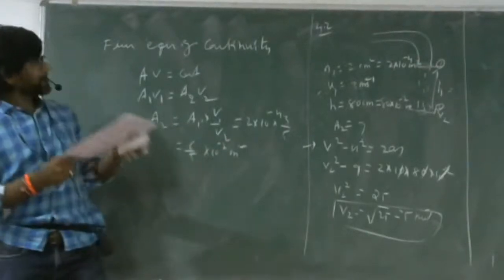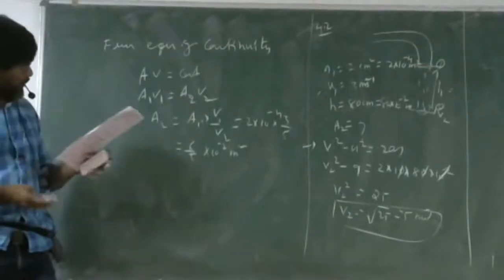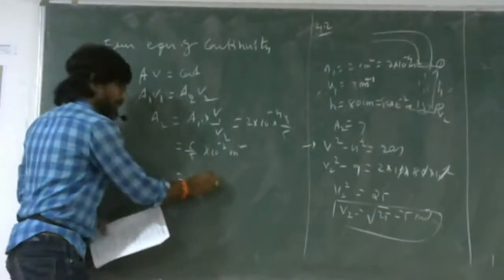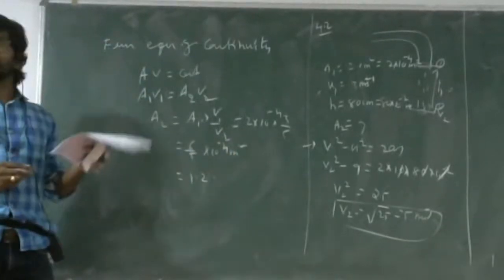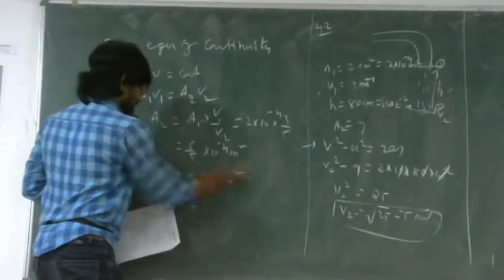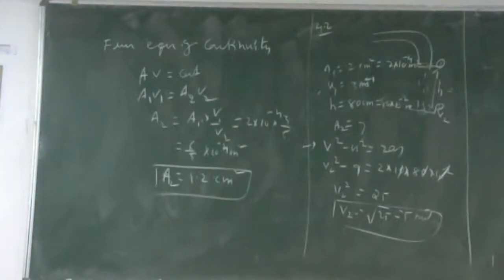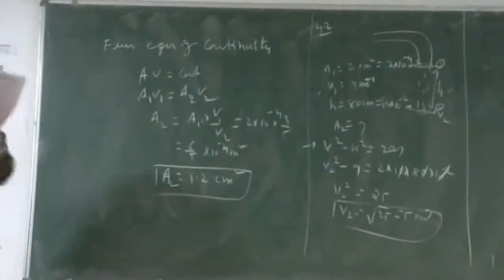Question number 42. So, what do you get? 5 ones, 1 remains, 5 twos, 1.2, 10 power minus 4 meter square, or if you want to write in centimeter square, it becomes 1.2 centimeter square, which is A2. Okay? Right? So, which option is right? Option 2.